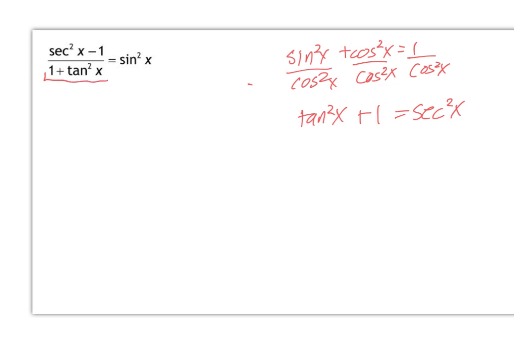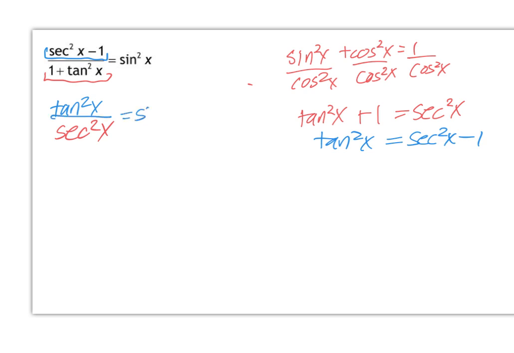So on the bottom, I've got 1 plus tangent squared x. I'm going to rewrite that as secant squared of x. And on top, if I take 1 away from both sides, I see that I've got secant squared of x minus 1, which is tangent squared of x. Cool. Not all the way there yet. I do know that I can convert these things into sine and cosine now.